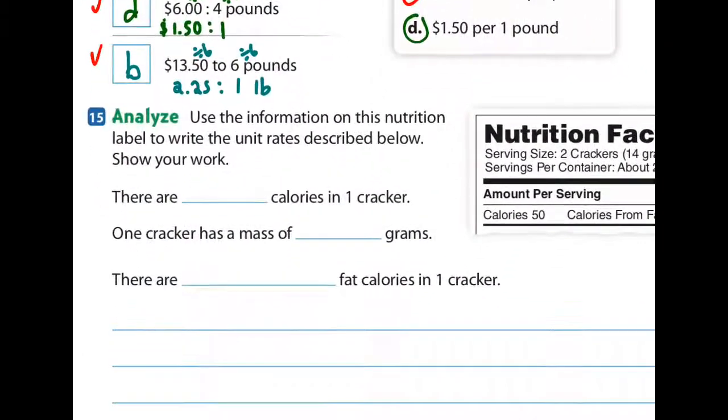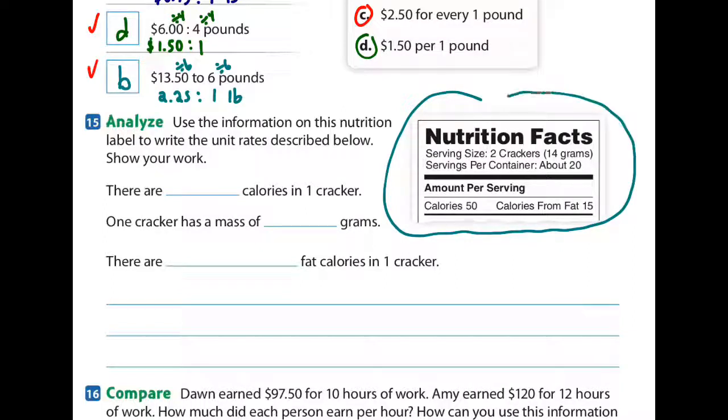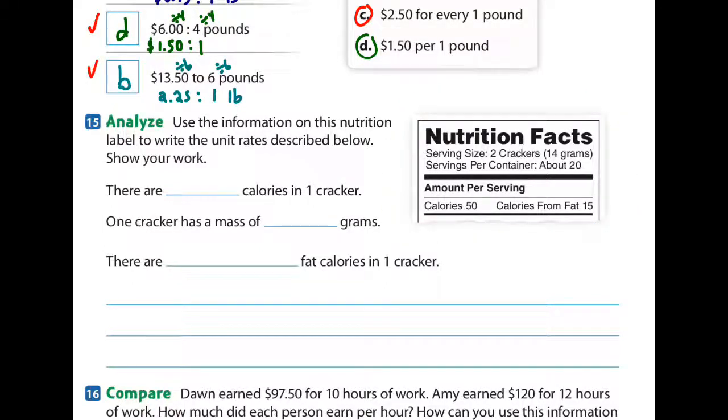Now, this is more of a real-world situation, and I like this problem because it gives us a real nutrition facts label like you'll see if you go in the store and look on any product. So, let's read through it and we'll get you set up. So first it says, use the information on this nutrition label to write the unit rates described below. Show your work. So what we'll do is we'll look through it, we'll make sure you understand it, and we'll start off with one of them. Then we'll have you do the rest.